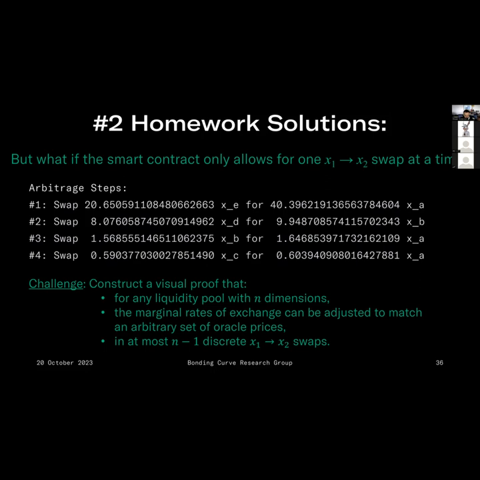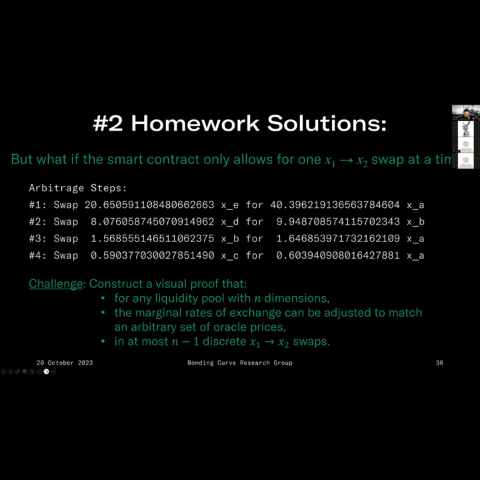If you start to wrestle with it, it's actually not too difficult to achieve. There is a very nice visual proof for this. And as a hint, if you start thinking about a small number of dimensions first, you will then realize that the way that these manifolds build, it's trivial to demonstrate this. But the method that I have, you will always generate the solution in at most n minus one swaps. Not all general methods will. So there's actually an infinite number of ways you can rebalance this pool.